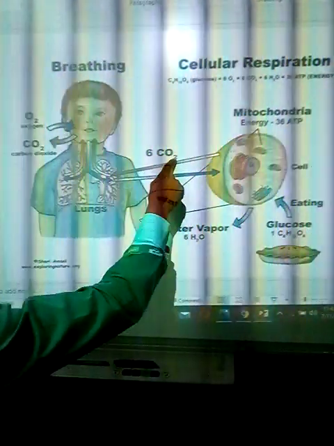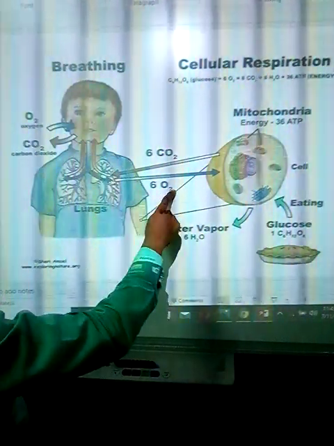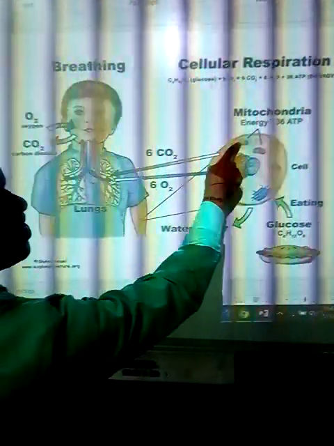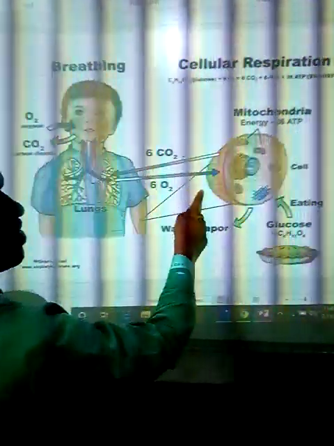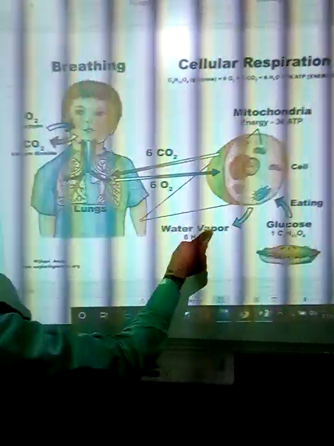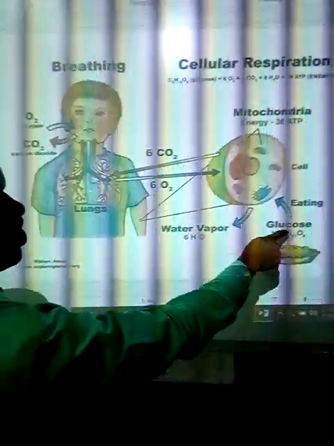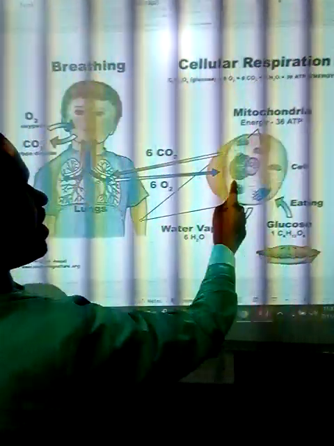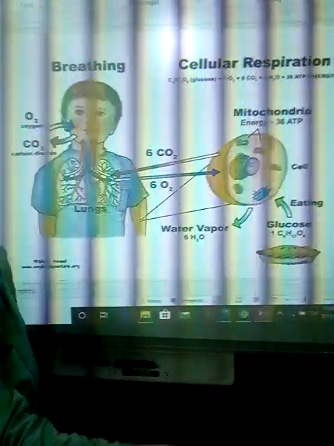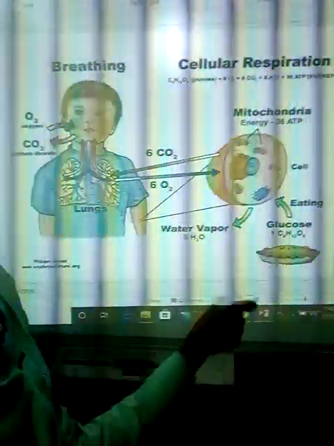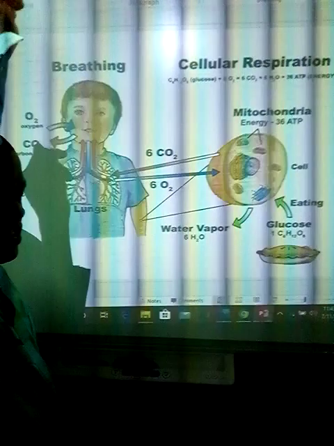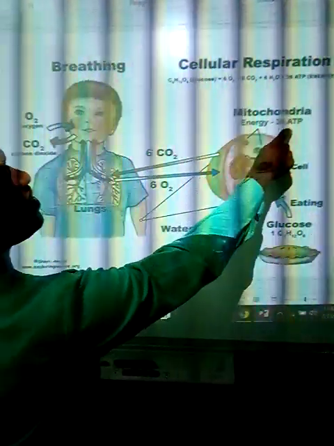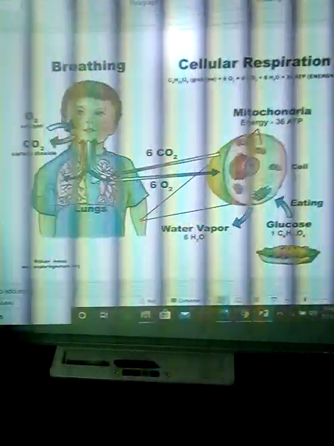Now we have 6CO2, we have O2. So in the mitochondria, energy is what? 36 ATP. These are the mitochondria, and this is water vapor generated at the end of the reaction. Here is the food eaten, which contains glucose, 1 molecule of glucose. It gets into it and we have 36 ATP. So for every 1 molecule of glucose that enters into cellular respiration, going through the glycolytic pathway and Krebs cycle, in the end, we have 36 ATP produced in the mitochondria.